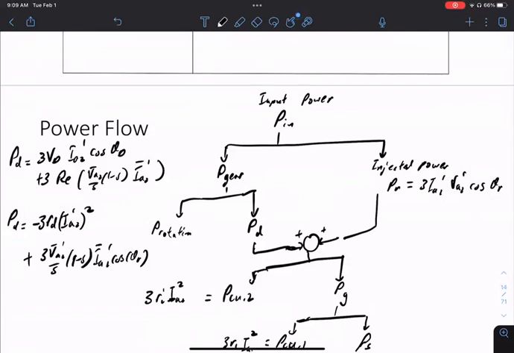So this is what you get to play with. In practice, you have to play with these two numbers. So PG, this is PD plus PR minus PCU2. Right, so this is the air gap power. Any questions about these power equations? Good. Yeah.